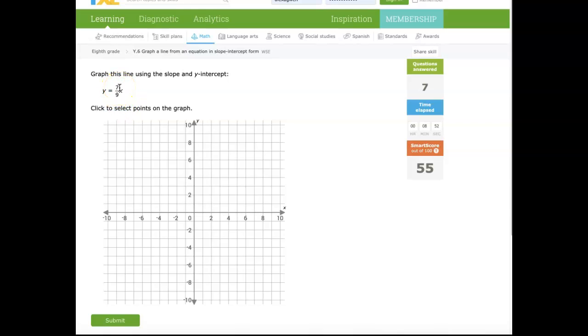Let's do one more. The y-intercept doesn't look like it's there, but it's 0. That's my starting point, the y-intercept. And I'm going to rise before I run. So up 7 and over 9, up 7 over 9, rise over run.